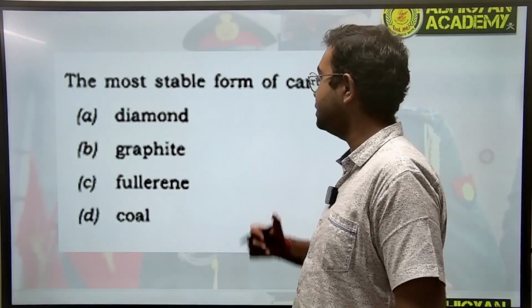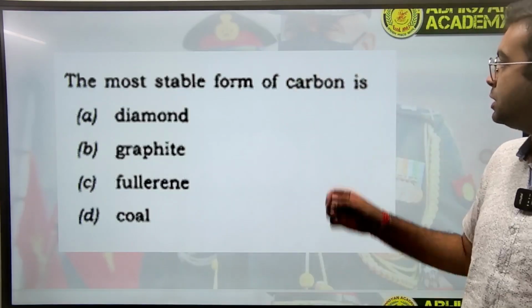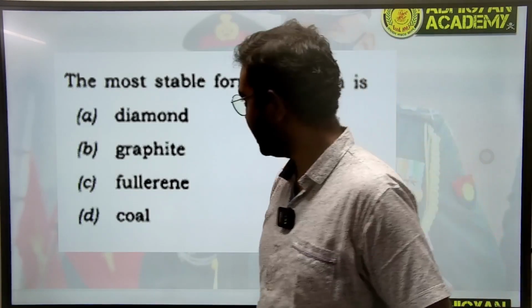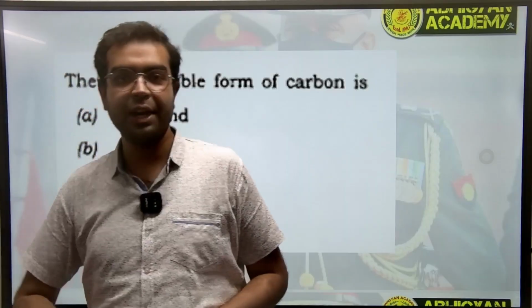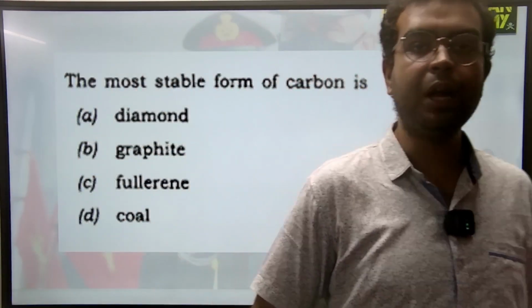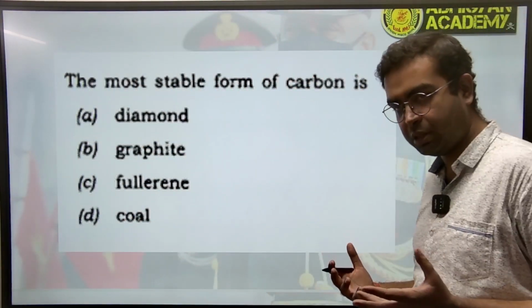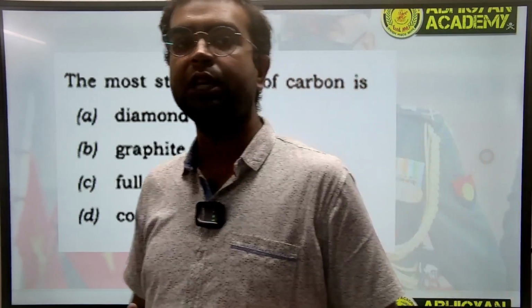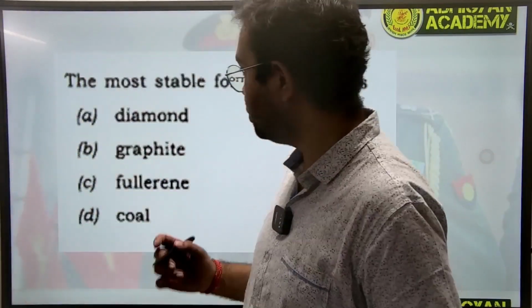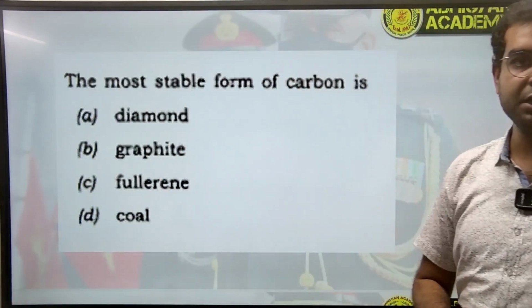Now the next question is, which of the following is the most stable form of carbon? The correct answer is option B, graphite. Graphite is the most stable. Carbon exists in different forms. The different forms of carbon are known as allotropes. Out of that, the most stable form of carbon is graphite. The answer is option B.